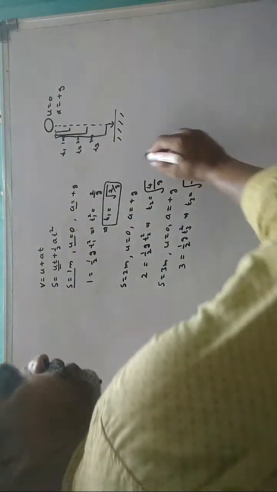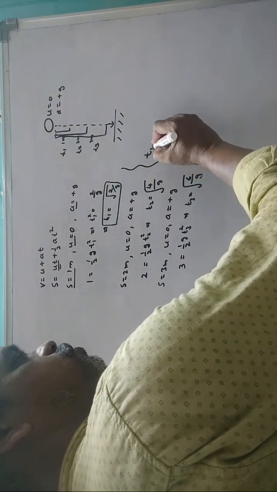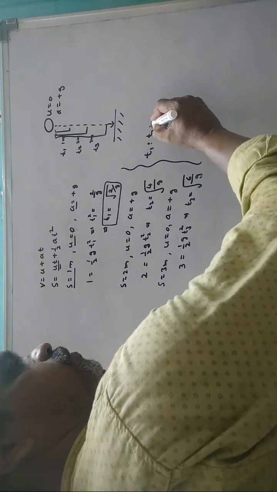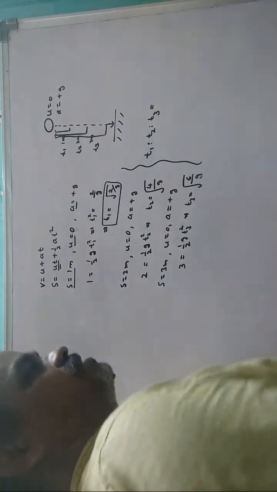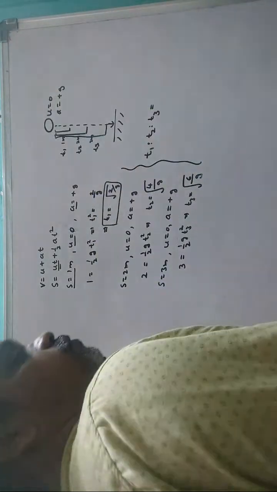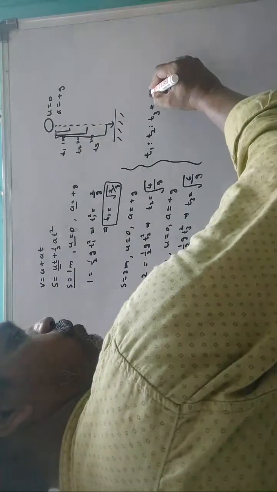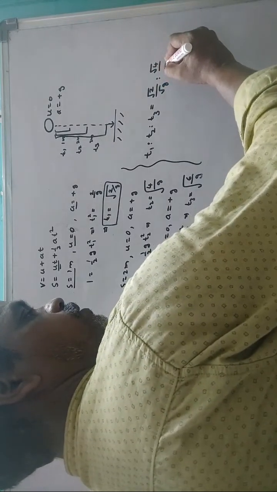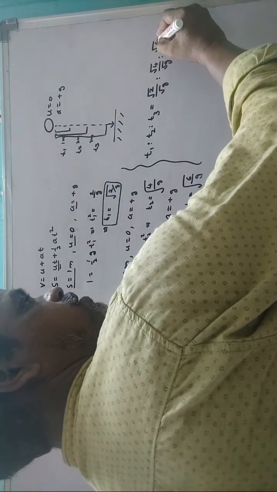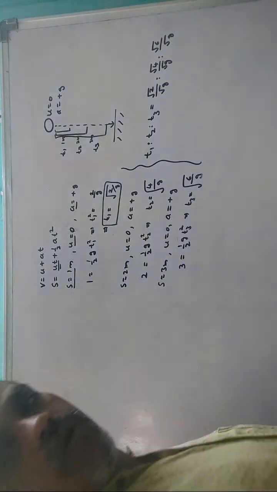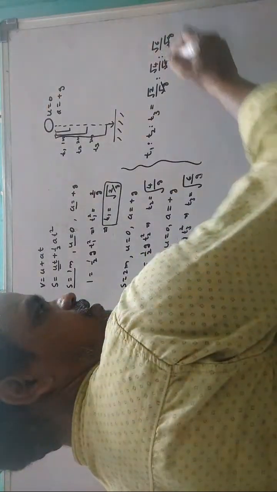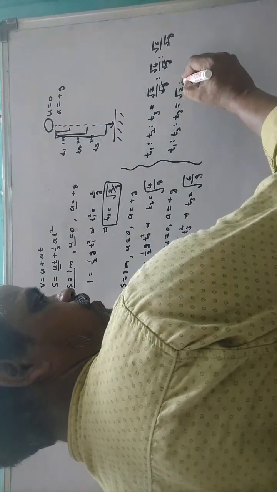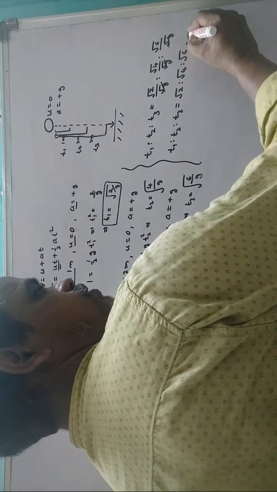So what is the ratio here? We want to calculate the ratio of the time taken to travel 1 meter, 2 meters, 3 meters from the freely falling position. So root 2 by root g, root 4 by root g, root 6 by root g. You just cancel these things. So T1 : T2 : T3 equals root 2 : root 4 : root 6, like this.